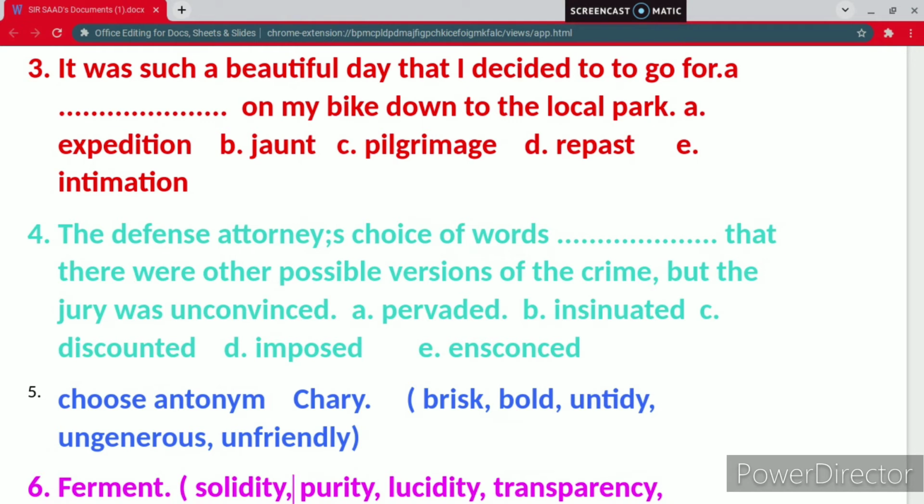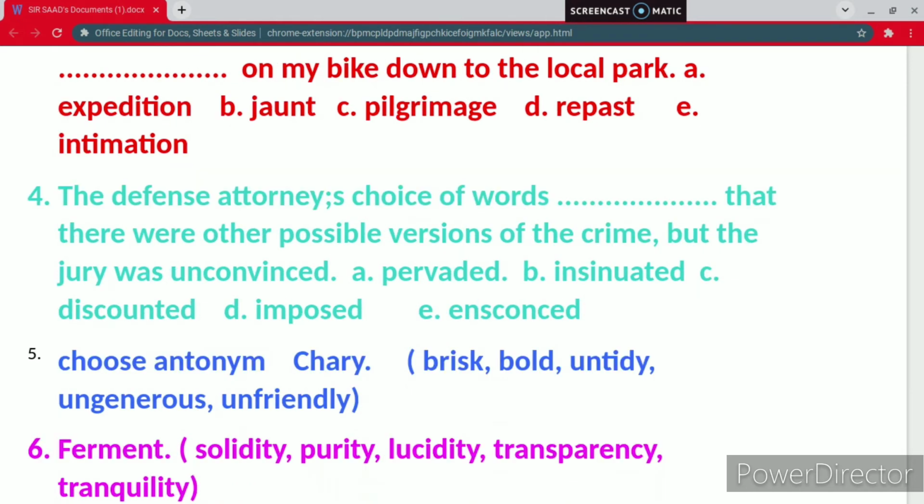So the next point is antonym. Choose the antonym for the word cherry. Choose antonym for the word cherry. What is cherry? Cherry has a number of meanings, but here it means careful. Careful. So if you understand the meaning of cherry, then you will figure it out.